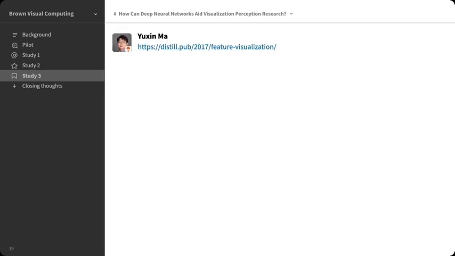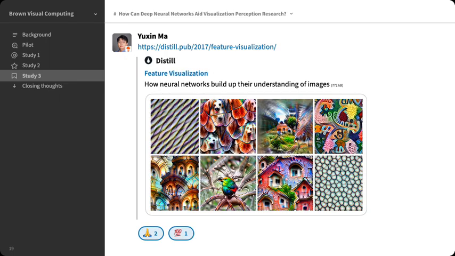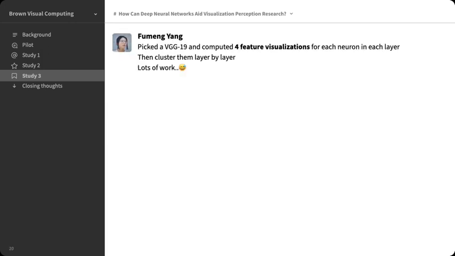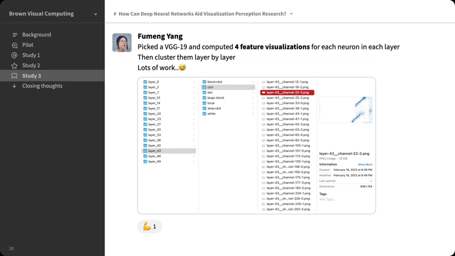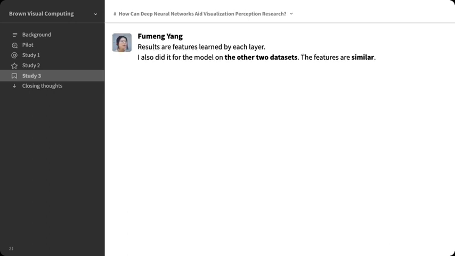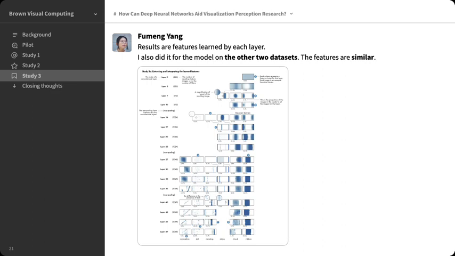Yuxin, a friend of mine, who also has papers on similar topics, suggests feature visualization. Feature visualization is an image that can activate a neural network model the most, and these images are considered features learned by the model. We use a VGG19 model and compute 4 feature visualizations for each neuron in each layer, and then cluster them layer by layer. And we also did the same thing for the models trained on the other 2 datasets, but found that the images are similar.